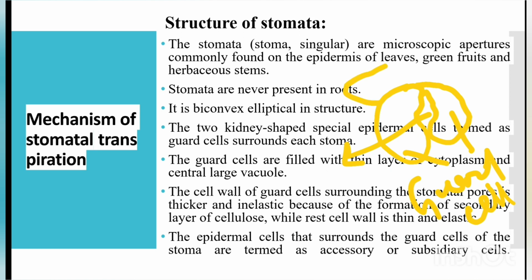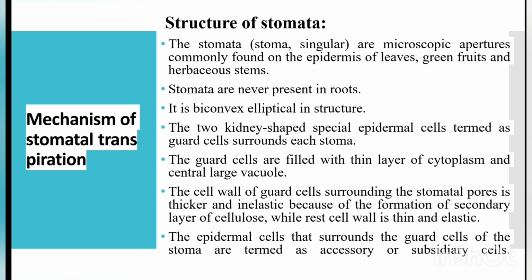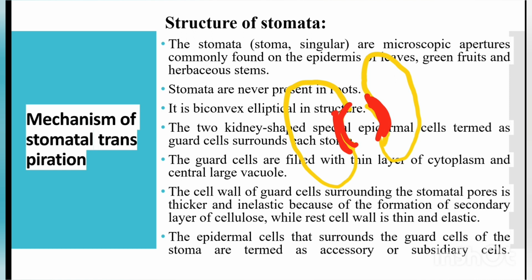Around the guard cells, a special type of epidermal cell, the subsidiary cells, are present. The guard cells are filled with cytoplasm and a large central vacuole. The cell wall of the guard cells surrounding the stomatal pore is thicker and inelastic because of the formation of a secondary layer of cellulose, while the rest of the cell wall is thin. So these are two guard cells. This part is more thick and inelastic.